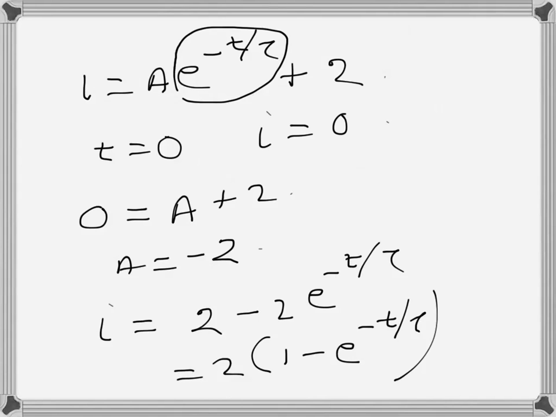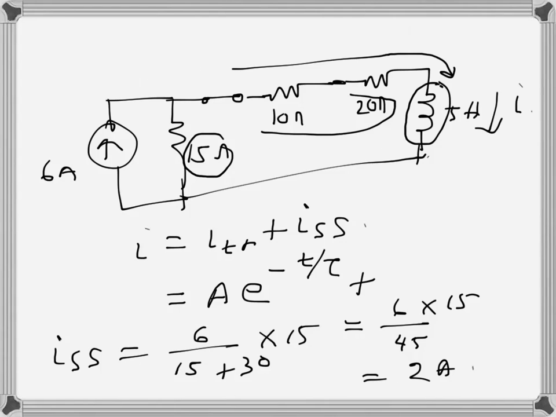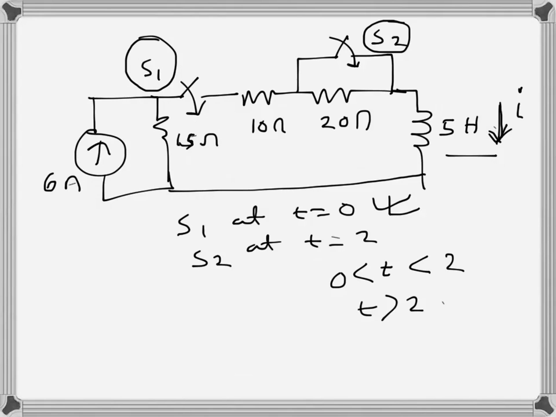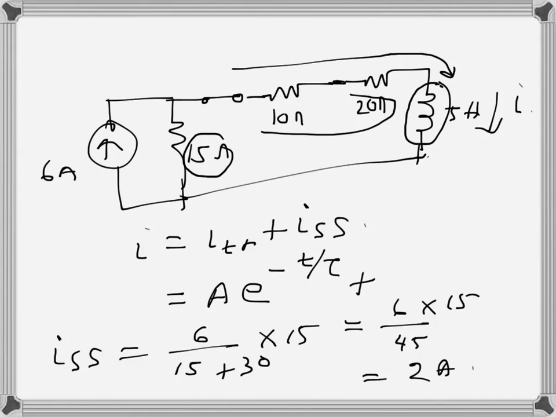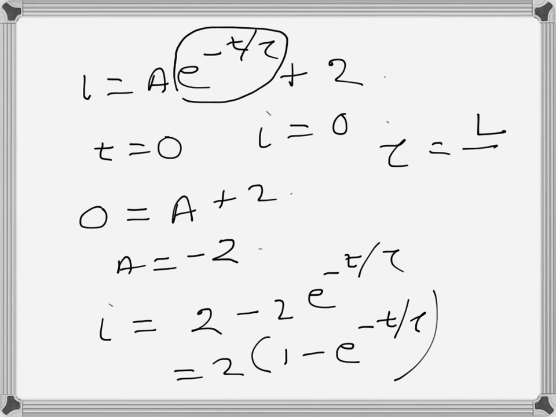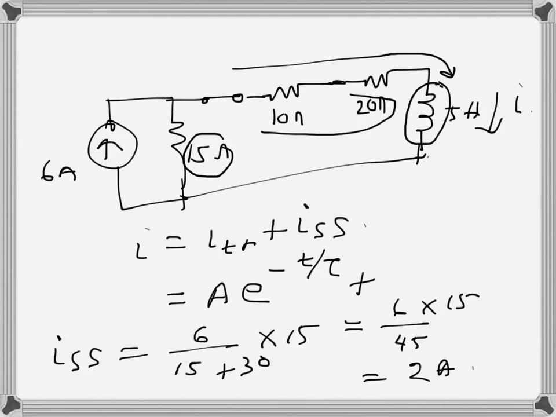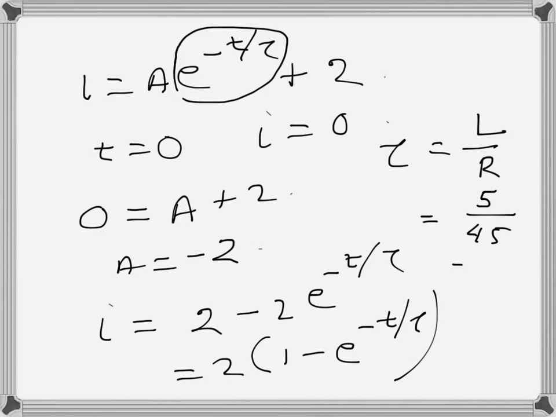Now what is tau? It will be L over R, where R is the resistance that the inductance sees. So that is of course these three resistances in series. L is 5 here and the resistance is the addition, so that's 30, 45, so tau is 5 over 45, that's 1 over 9. So tau is below, in the denominator, so it becomes 2 times 1 minus e to the power minus 9t. That's the expression for t from 0 to 2.